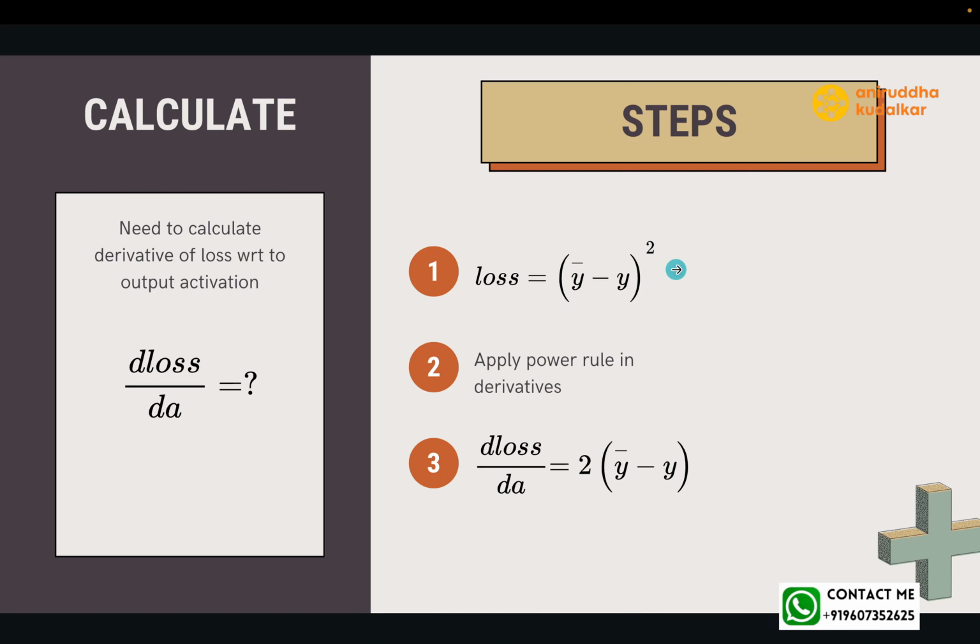And here you need to apply the standard derivative rule called the power rule. So the 2 comes over here, multiplied by the term to the power 2 minus 1. That is the standard rule, n into power n minus 1. So here n is multiplied by this term and the power becomes n minus 1. That's the power rule. So we get 2 into (y dash minus y).